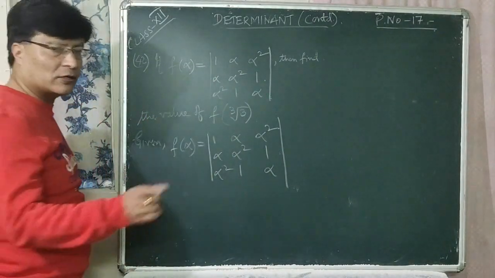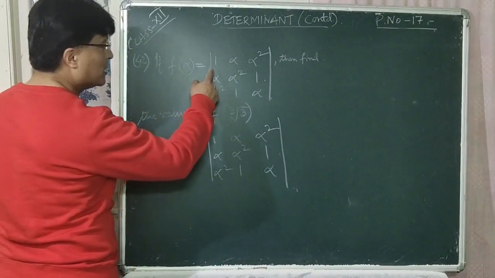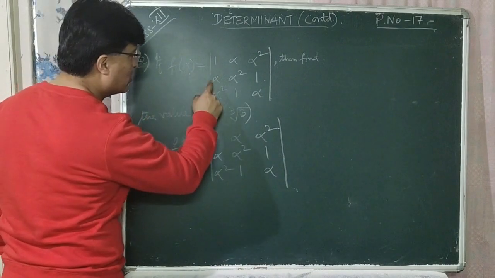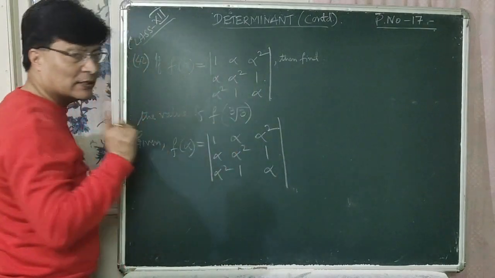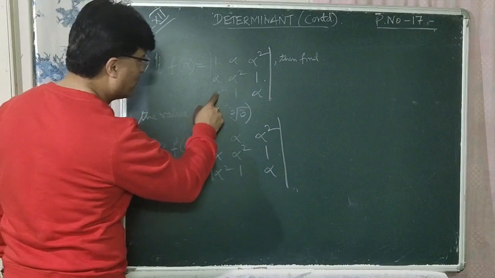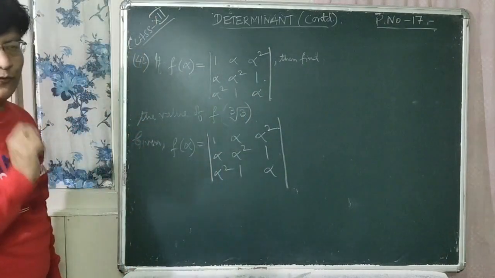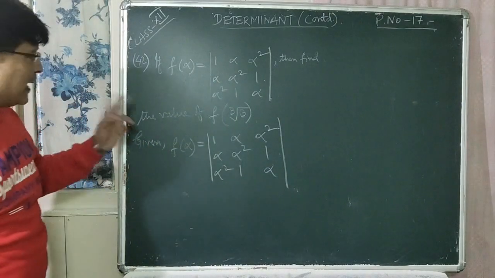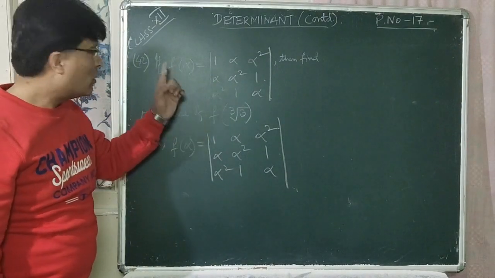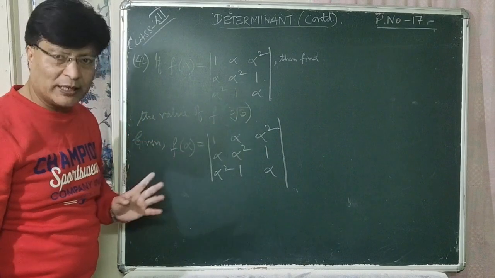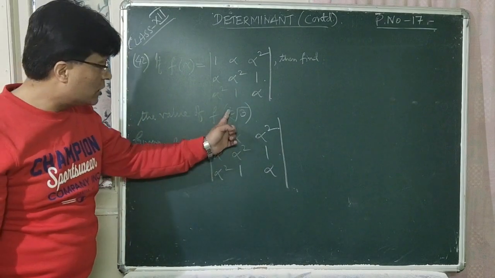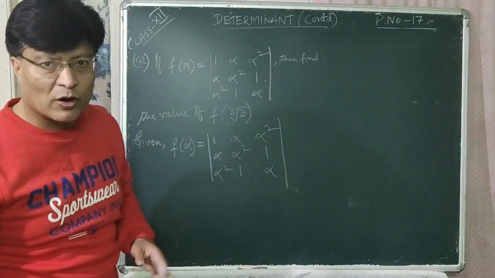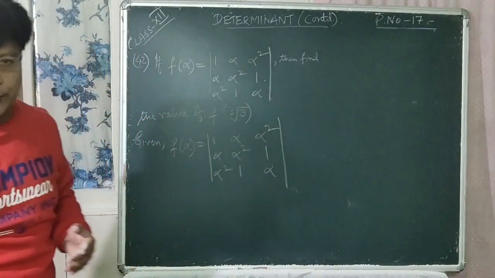So what is that third order determinant? What is the first row here? 1 alpha alpha square, this is the first row. What is the second row? Alpha alpha square 1 is the second row. What is the third row? Alpha square 1 alpha. So first of all, you have to simplify this determinant using properties, and then you have to put alpha is equal to cube root of 3, so that you can get the value for f of cube root of 3.